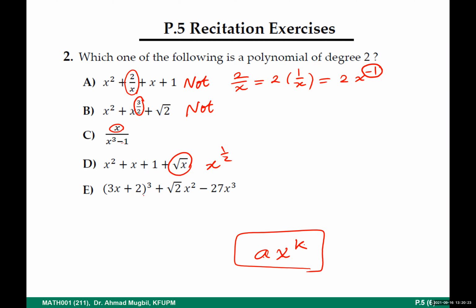Now, for the last one, it looks like the last option is the correct one. Is it a polynomial? What about this, ya shabab? We have here square root of 2. It is the coefficient, not the variable. Great. So no problem. We could have this. This could be a real number, no problem. X is a variable. K is a non-negative integer.